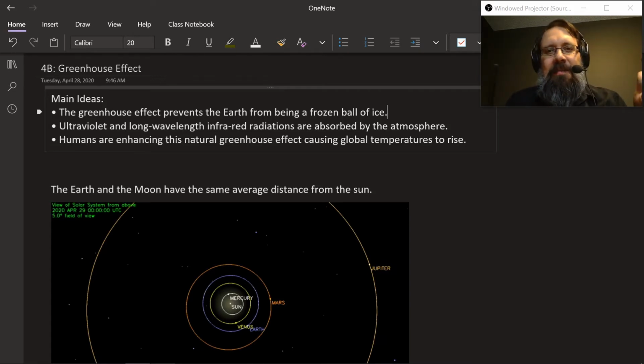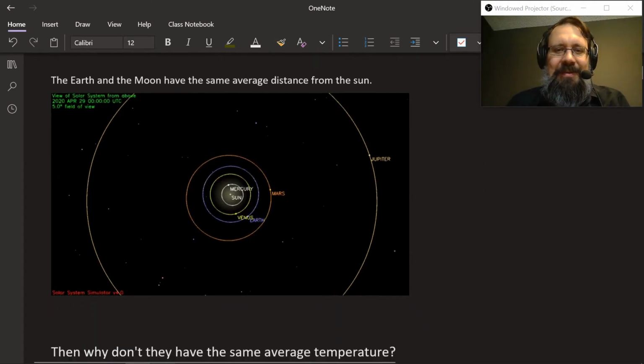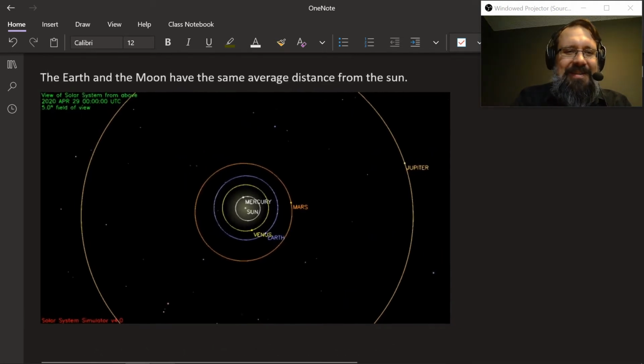The second thing I want to talk about is how ultraviolet and long wave infrared radiations are absorbed by the atmosphere, but visible light gets through. And then lastly, we want to discuss how humans are enhancing the natural greenhouse effect, which is causing global temperatures to rise. And you've probably heard of that. It's called climate change. And you guys know about that. We did a whole project on it.